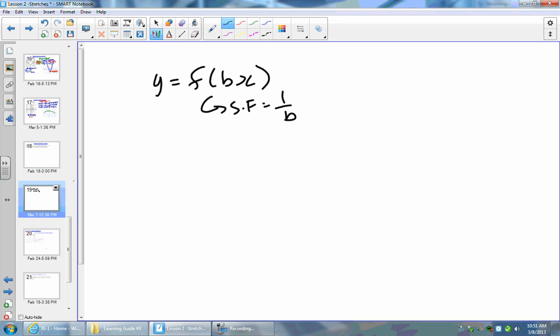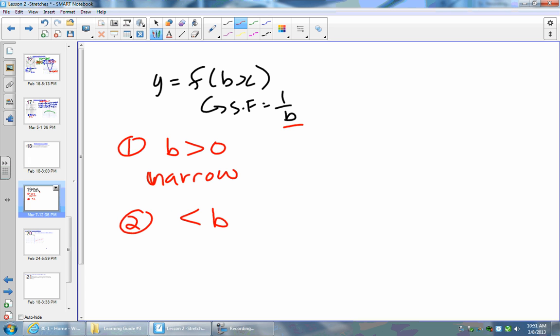Okay, so by now you should be quite familiar with this. We looked at two cases of my b value. The first case is when your b value was greater than 1. Okay, so in this situation, your graph looked a bit narrow. Okay, so it got skinny. All right, and your second case was when your b value was greater than 0, but it was less than 1. So in this situation, your graph actually got a bit wider. Okay, so that's what we looked at so far.